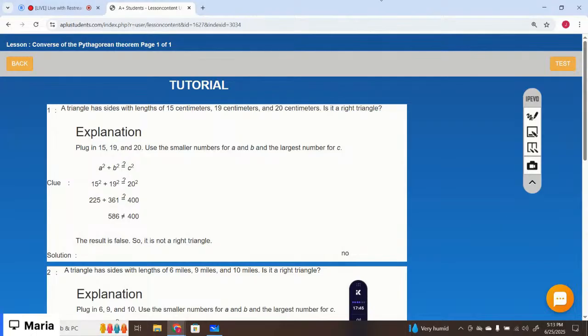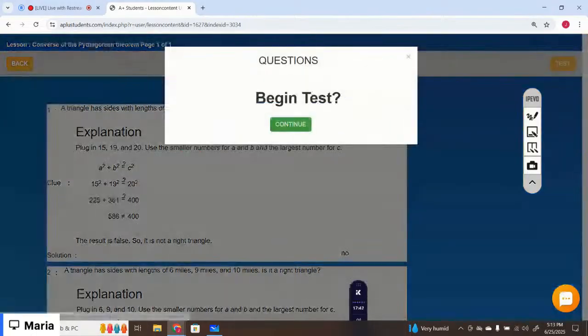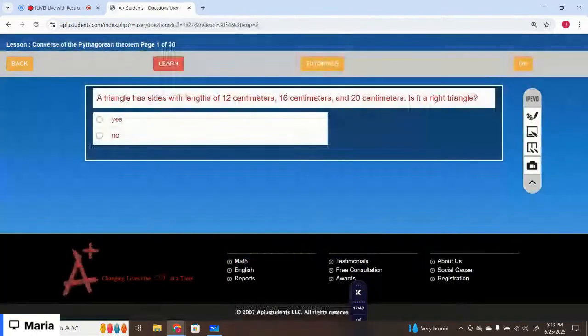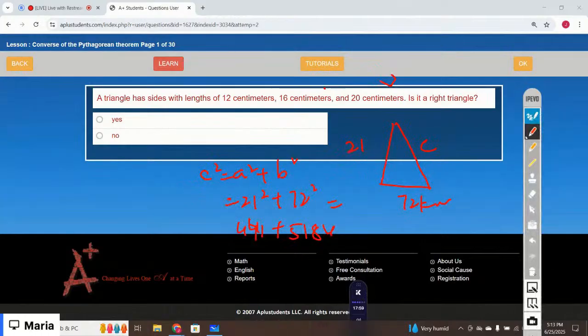Let's just start with the test questions. A triangle has side lengths of 12, 16, and 20 centimeters. Is it a right triangle? So the longest side is always C.